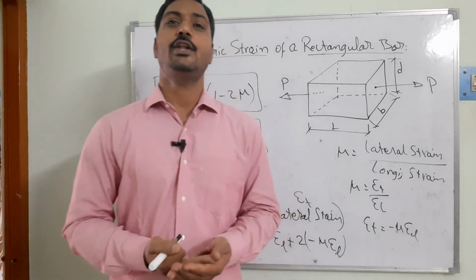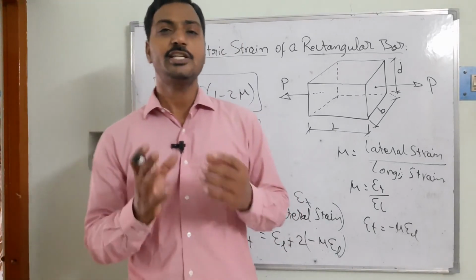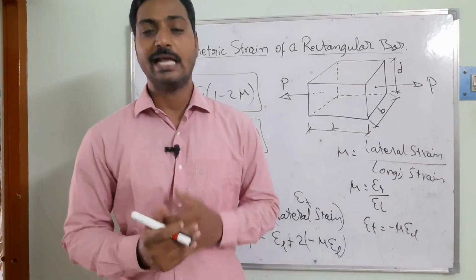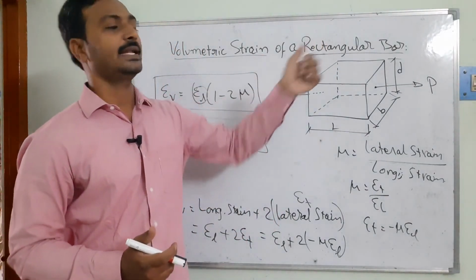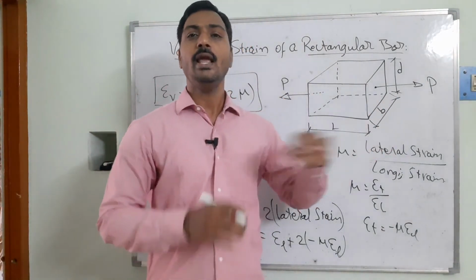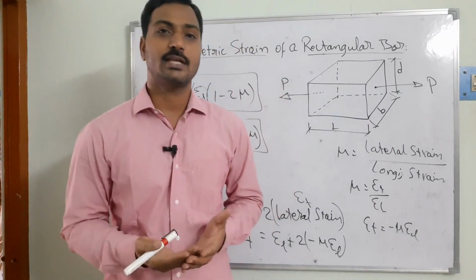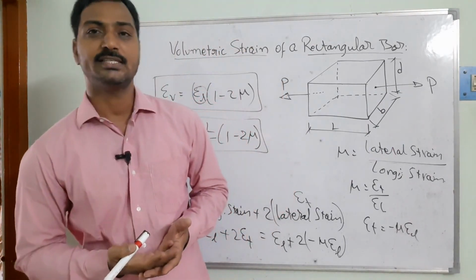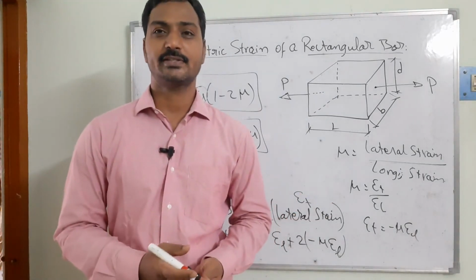So in this video lecture we have seen what the volumetric strain is. The strain is nothing but the change in volume by the original volume. Similarly, the same concept we applied here to the volumetric strain of a rectangular bar when it is subjected to axial load, only in the x direction. And we discussed how the lateral dimensions change. So I hope you are able to understand whatever we discussed. Thank you.